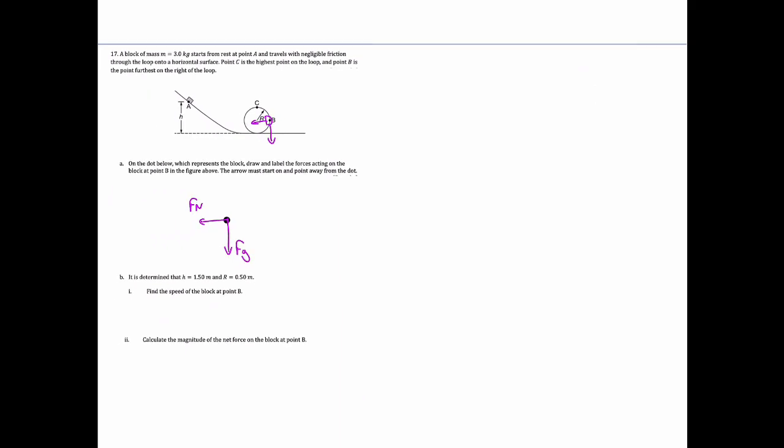Now, we need to find the speed of the block at point B. One way to find the speed of the block at point B is to say that there is a position A and there is a position B. There is negligible friction, so we can use the law of conservation of mechanical energy. So we can say that the mechanical energy at A is equal to the mechanical energy at B.